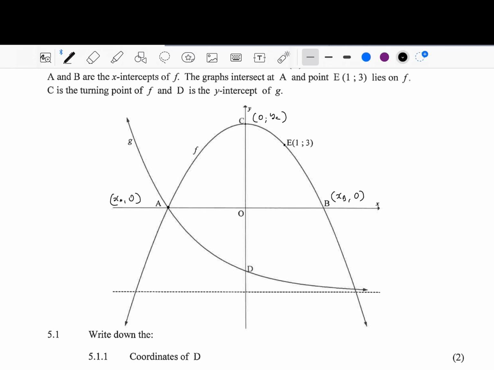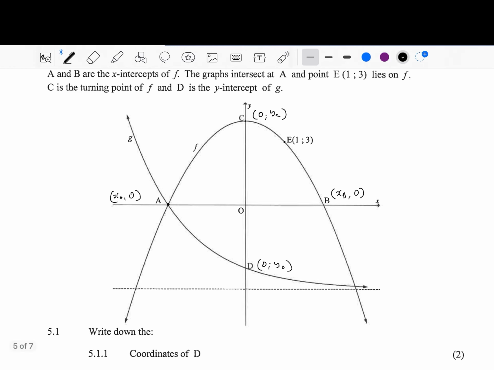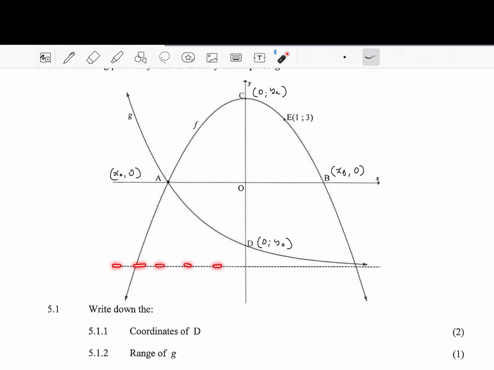And D is the y-intercept of G. So D again is the y-intercept. So we know the x value of D, but we don't know the y value of D, right? But we know it's a y-intercept. So that's what we know. Great. And the last thing that you need to identify here is this.